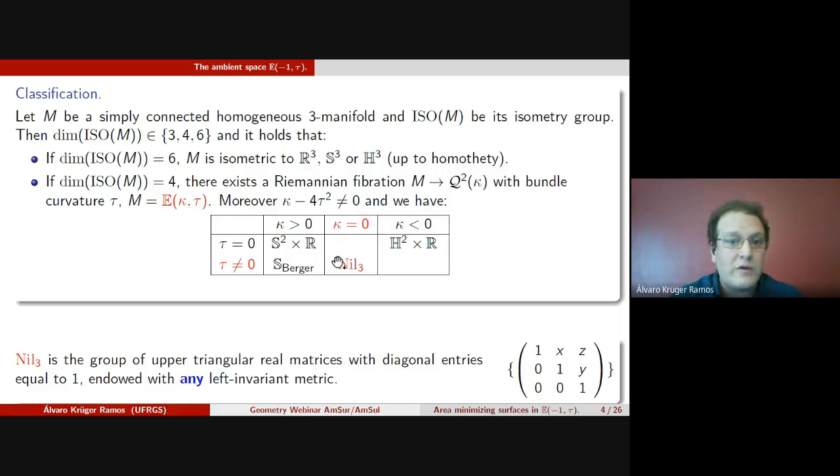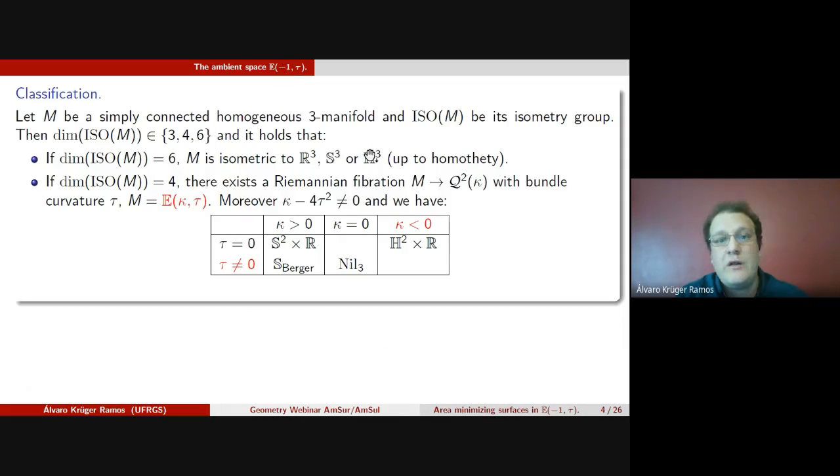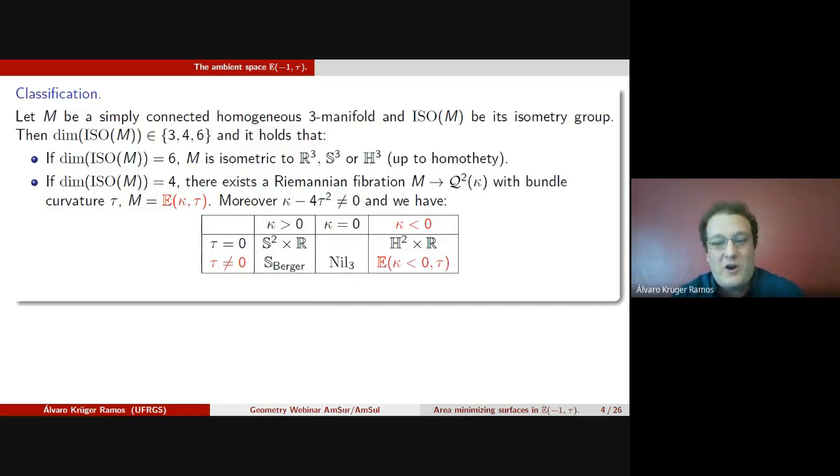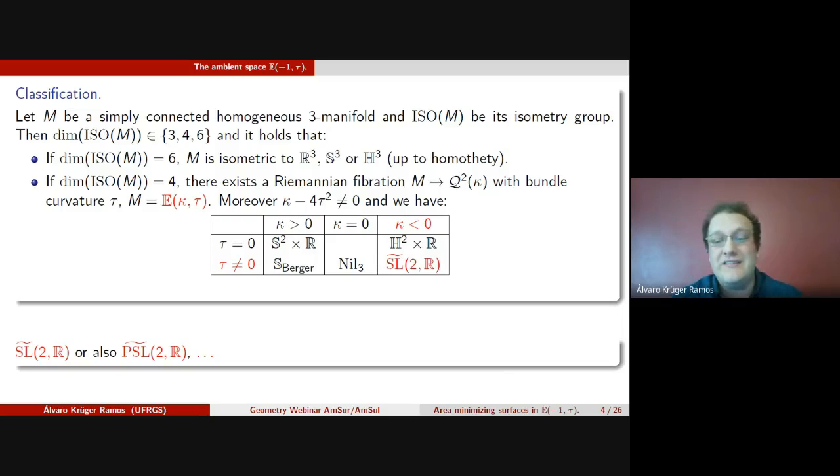And now we come to our example, which is E minus 1 tau. So our example stands in this box. And the biggest problem about this space is that it has no name. We call it the E kappa tau space where kappa is negative. Okay, to be 100% fair, many people call this space SL2R tilde, or also PSL2R tilde. But I don't like this name, and I want to explain why I don't like this name and why I call it the E minus 1 tau space and not something else.